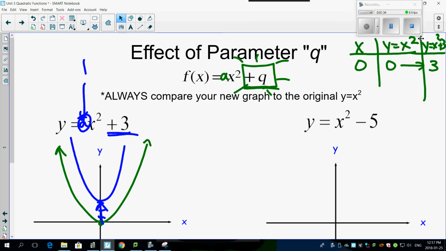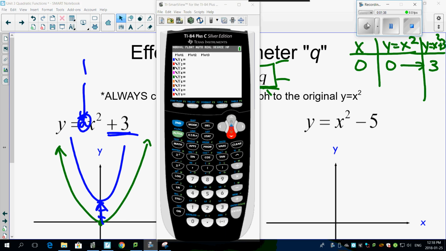Let's prove it. Let's go to our calculator here and find out if this is true. So here's my calculator. Let's put in the original. We always say make sure you've got the original in there. X squared, it's going to be in blue. Now we're going to change this. Here's my x squared, and now I'm going to add 3 to it. So 3 outside, just like what we had here. All right, graph it. Here comes our x squared, and lo and behold, look at that. I've moved that up like this.